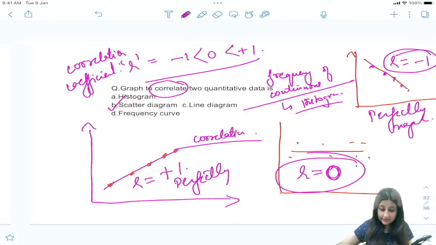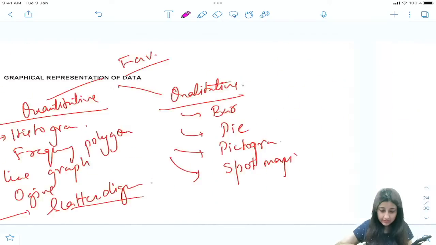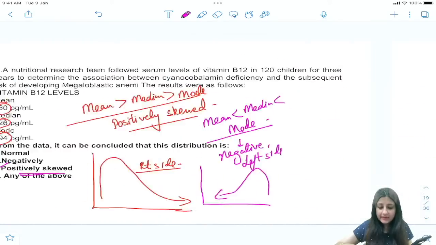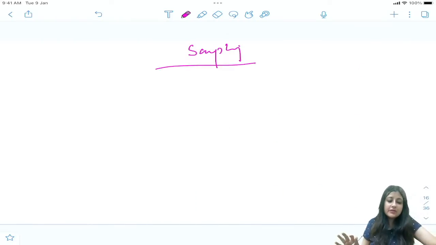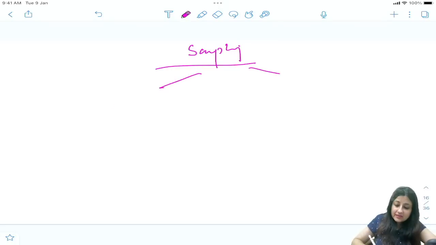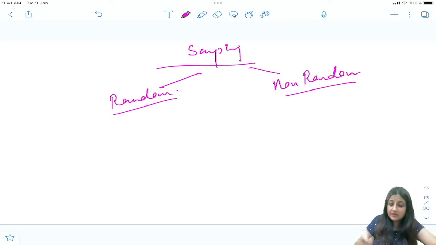Okay, sampling ke liye I need a page. I don't have a page with me now. Wait. Sampling is of two types, guys. When you talk about sampling, there are just two things that you have to remember for your exams. For FMG exams, I'll tell you. Random sampling hota hai, non-random. Theek hai, pehla to naam yaad rakho.